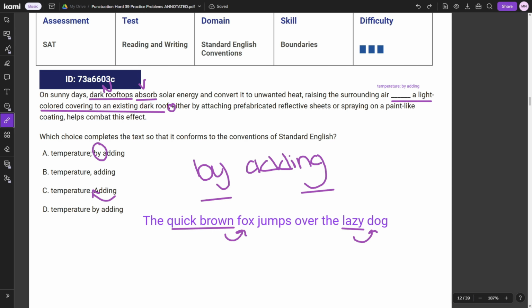Okay, cool. We know what a modifier is now, but why is it even important that we know that it's a modifier? Well, let's look at our example real quick. The modifier comes first, and then the noun comes after it. Once again, the modifier comes first, and then the noun comes after it. We can apply this logic to our question. The modifier comes first, which is "by adding a light color covering to an existing dark roof," and then after it is where we'll find the noun.